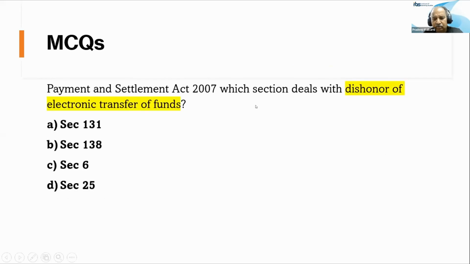Payment and Settlement Systems Act 2007. Which section deals with dishonour of transfer of funds?